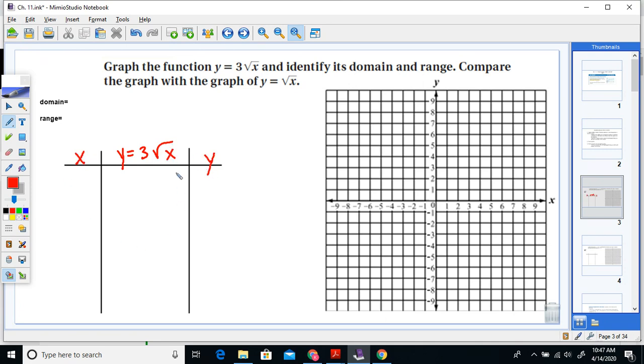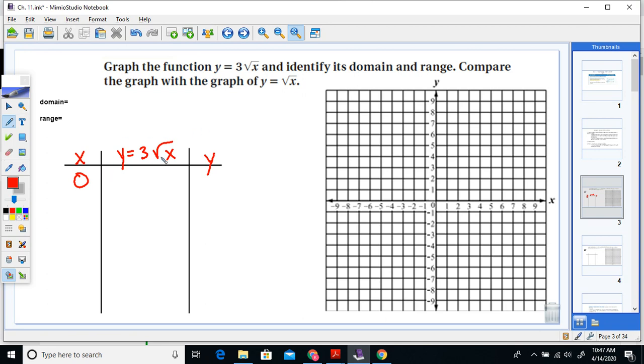So y equals 3 times the square root of x. We're going to pick x values first. This cannot be negative, so that means x has to be 0 or above. So we are for sure going to pick 0. That's the smallest it can possibly be. Now let's choose wisely. Since we're taking the square root of x, let's choose perfect squares so that we get whole numbers when we take the square root of it.